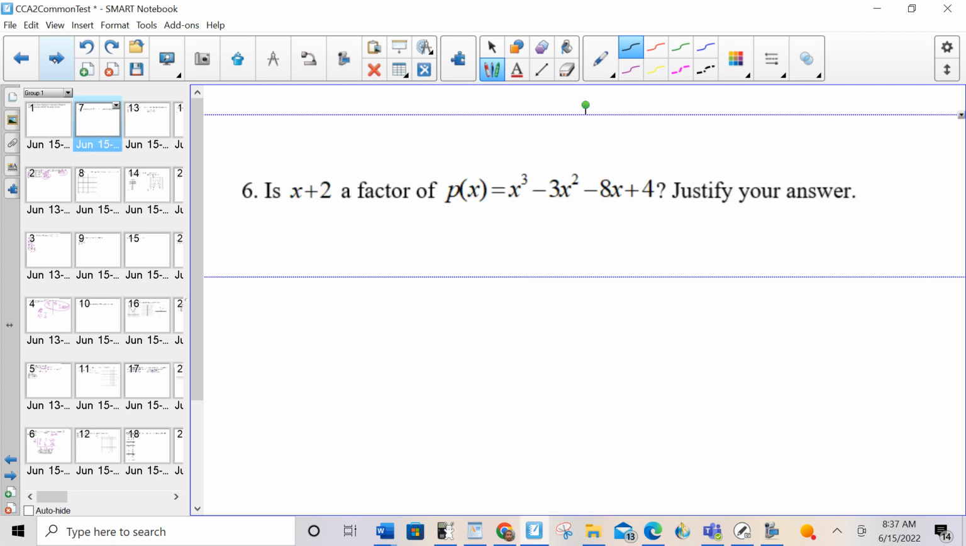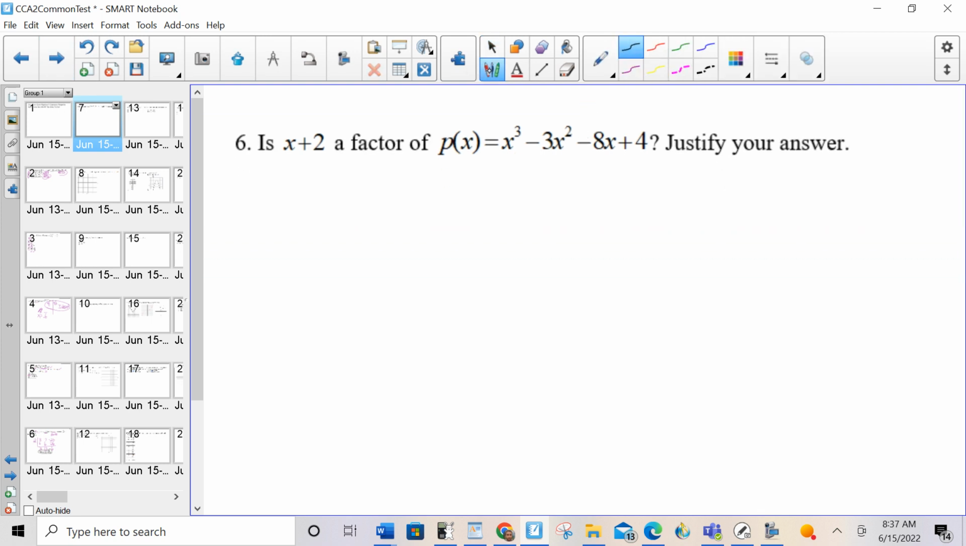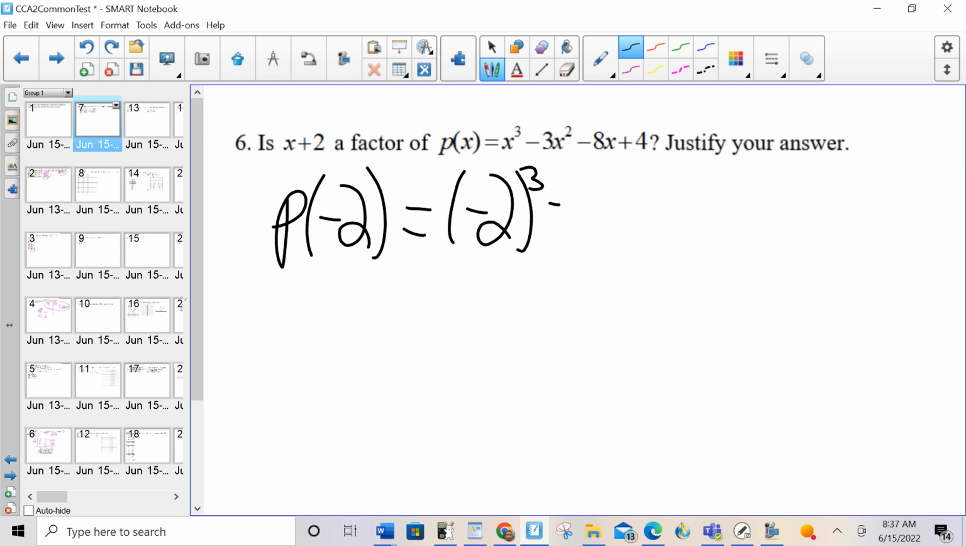Is x plus 2 a factor? To determine if something's a factor, I need to find the remainder. To find the remainder, I do remainder theorem. I could do synthetic division, but it's easier to just do remainder theorem. Remainder theorem is substituting the opposite of what I'm dividing by in for x. So I'm replacing all the x's with negative 2's.